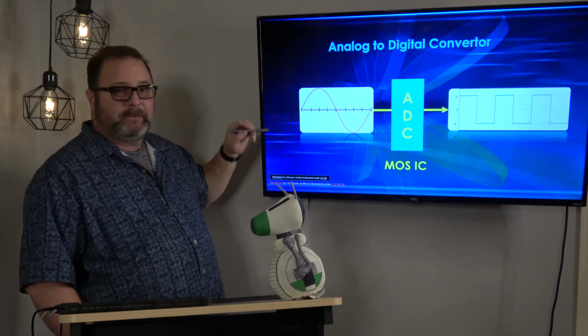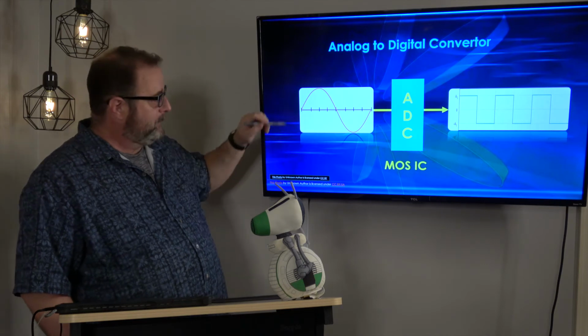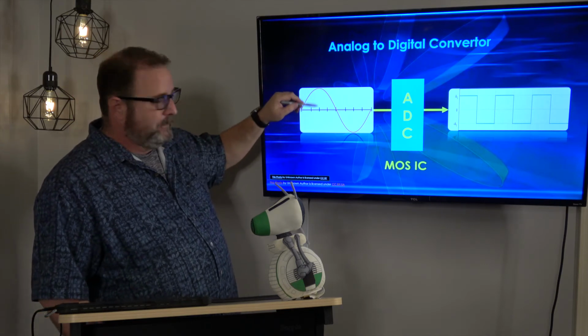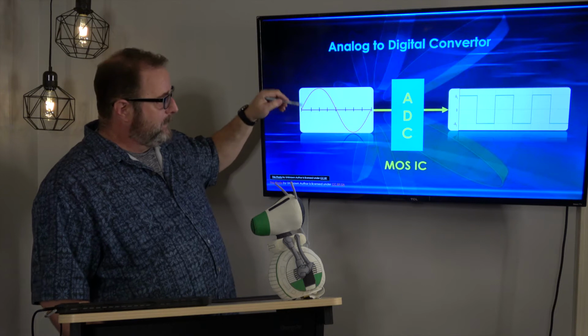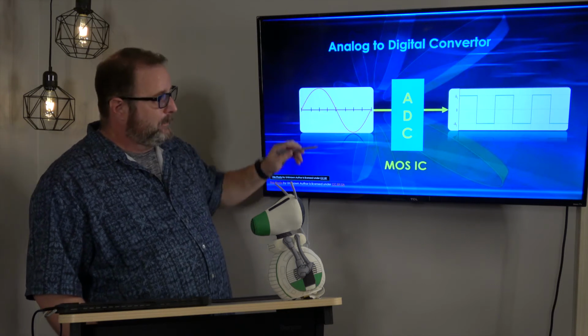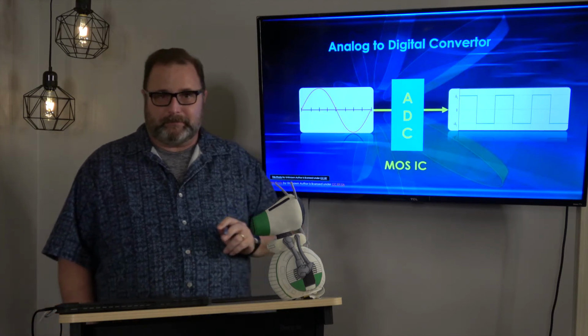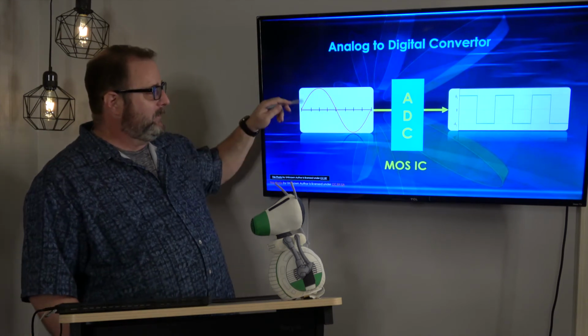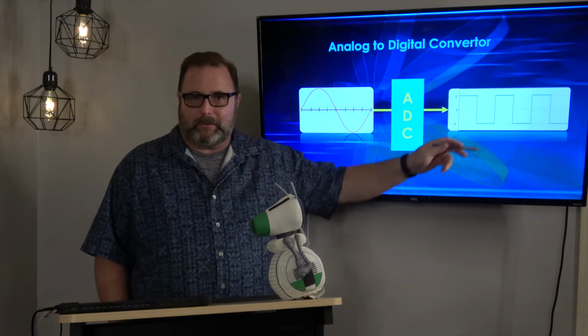And what it does is, if you've ever had calculus, it samples this wave. And the more it can sample, the higher frequency you can sample, the more accurate this is going to be. Okay? So if you have less sampling, you have a rougher sound. All right?